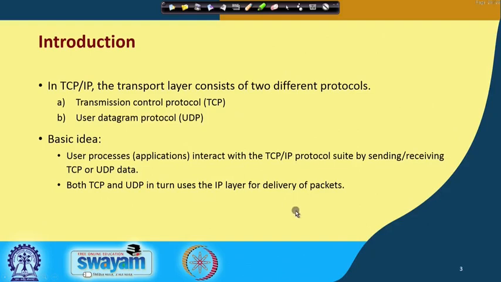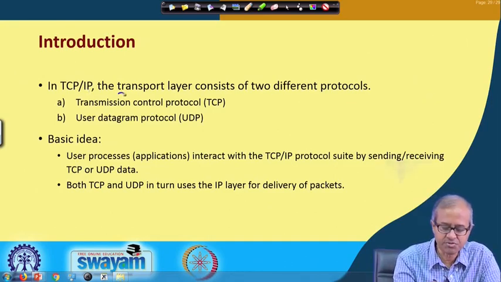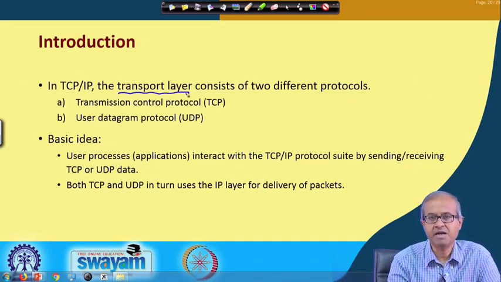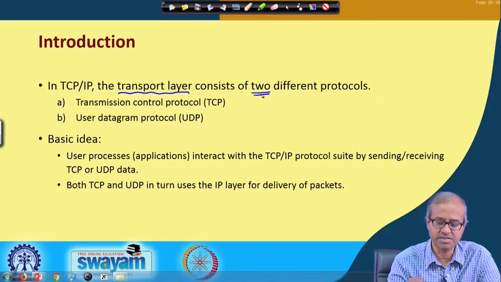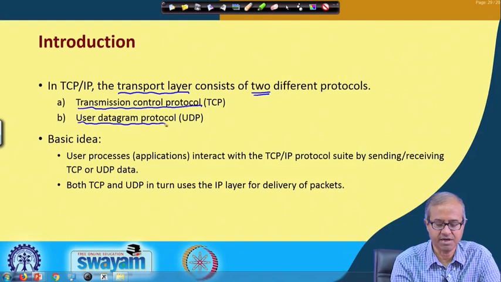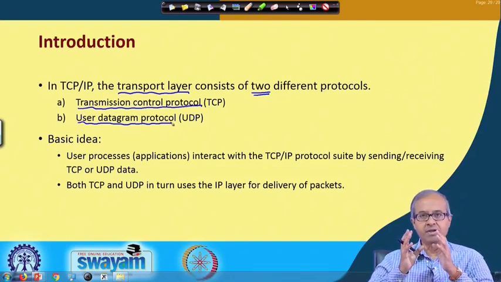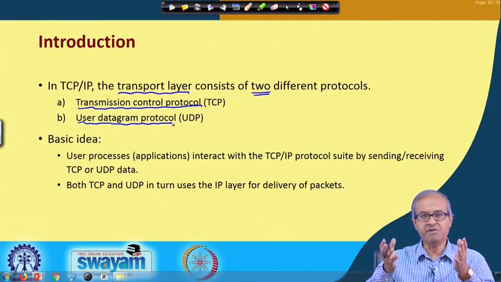Now, we have already talked about the TCP IP protocol suite. Now, in TCP IP, if you look at the transport layer level, there are two different protocols that are used. One is TCP, which is the short form for transmission control protocol, other is UDP, which is the short form for user datagram protocol.